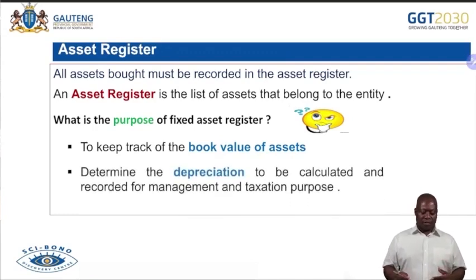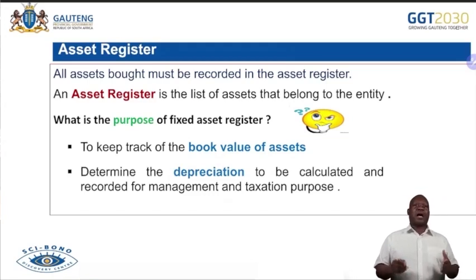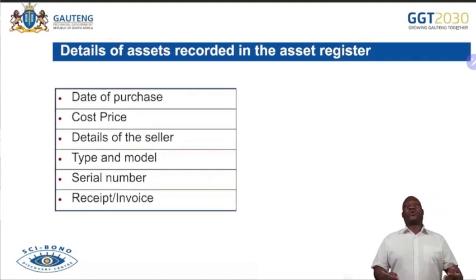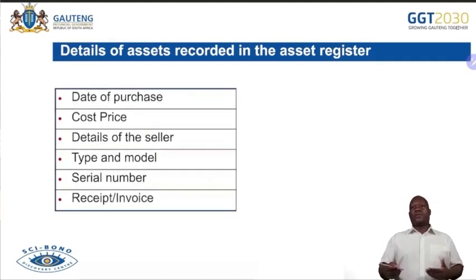So very important. Now, we also want to determine the depreciation to be calculated and recorded for management purposes as well as for taxation purposes. Remember, there are tax implications that are attached to depreciation or the loss of value that assets go through during the year when it comes to tax purposes. Now, what details are we always expecting to see? With different businesses, we might have more details and sometimes fewer details than this. But these are the details that we expect to see in an asset register.